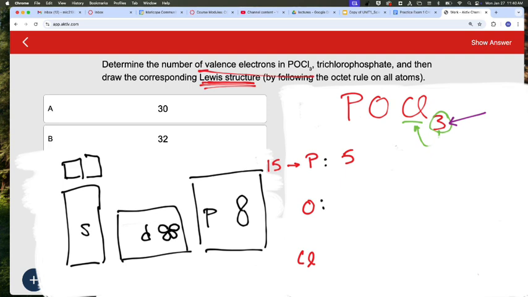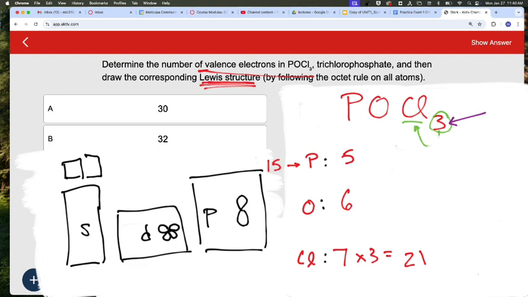Cool. So what's oxygen? Okay, we look for oxygen. The top of the column is 6. Chlorine, we look at the top of the column, it's 7. How many chlorines are there? 3. Does only one chlorine bring in electrons? Nope, all 3. Which means 21. I take 5, 6, and 21, and I got my number.